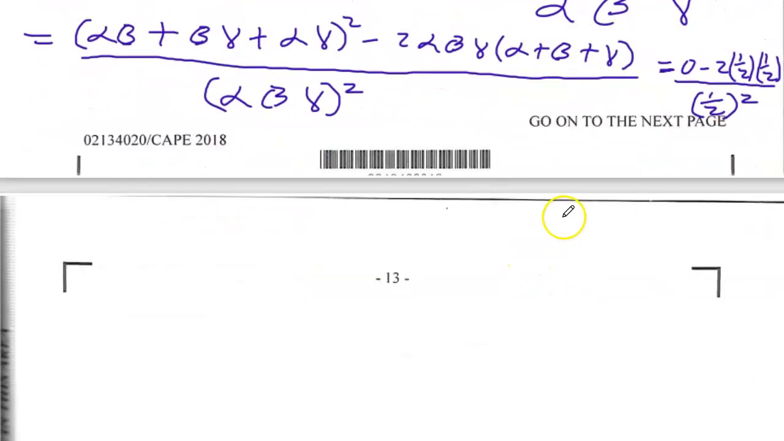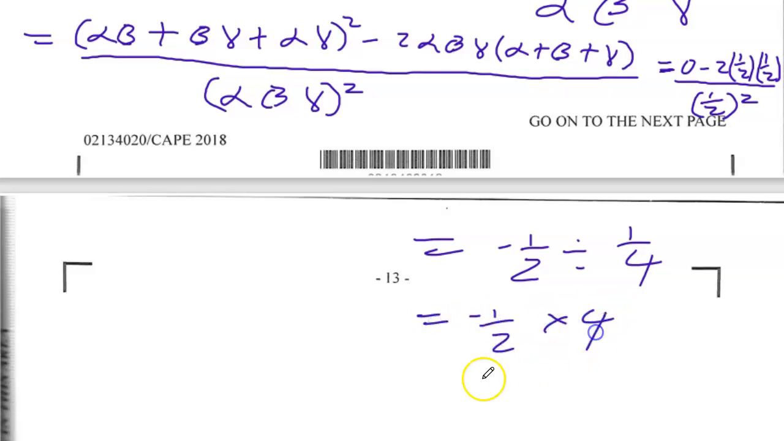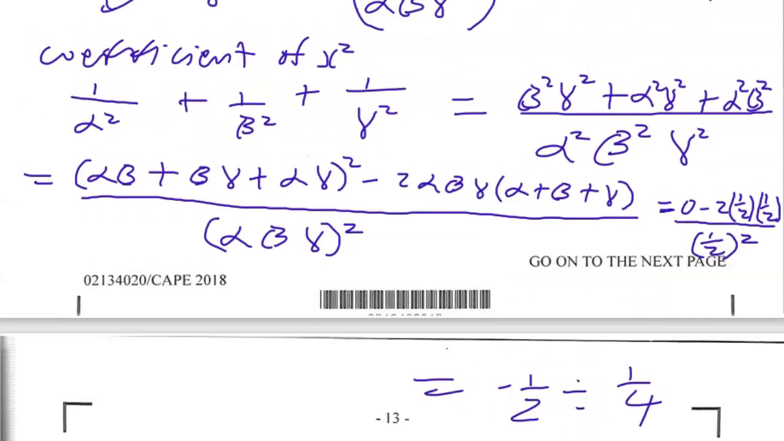Let's continue. This works out to be, the numerator would be minus 2 times half. That's minus a half. Divide by the denominator, a quarter. So that's minus a half times 4, which is minus 2. Which means that the coefficient of the x squared is minus 2.